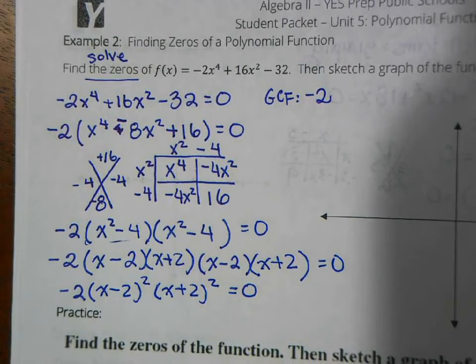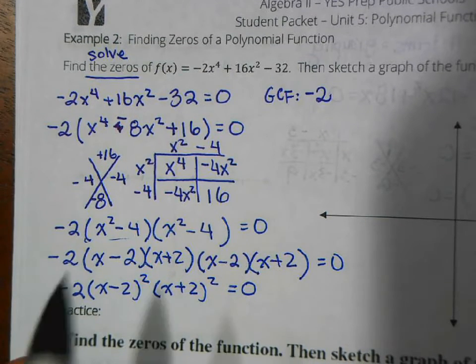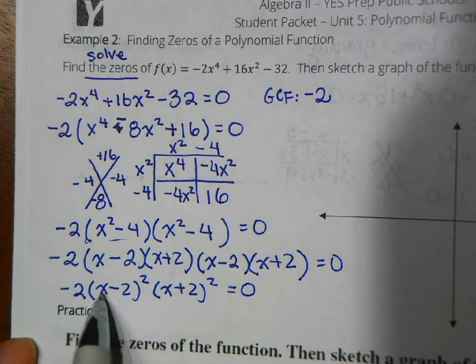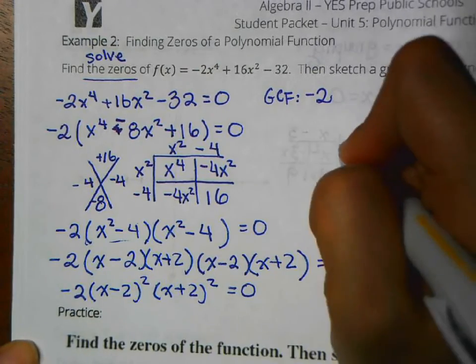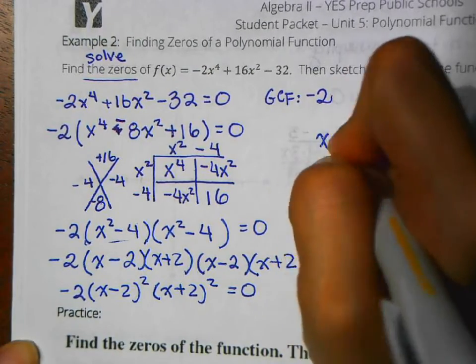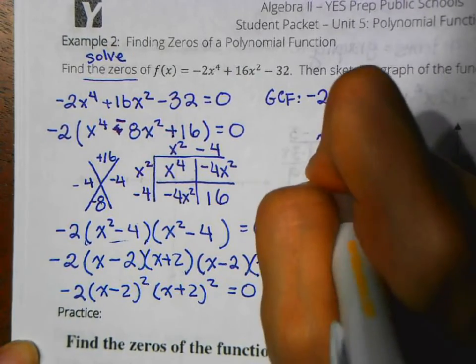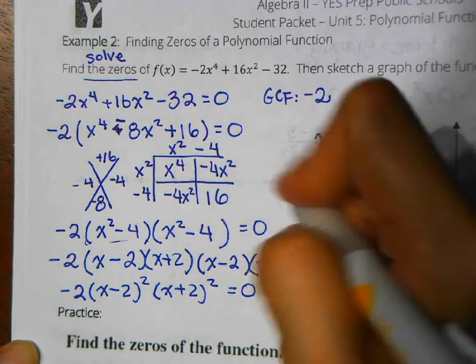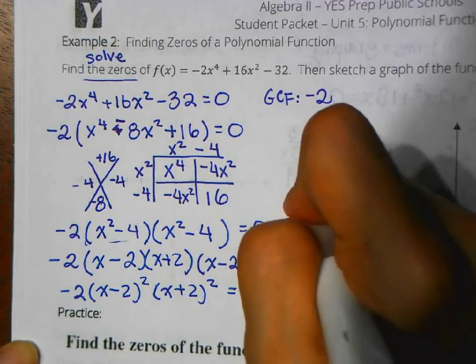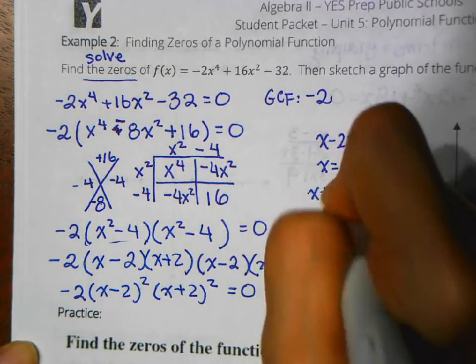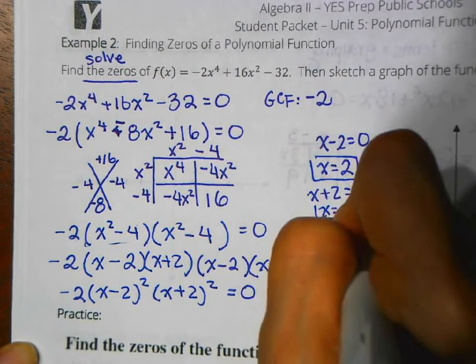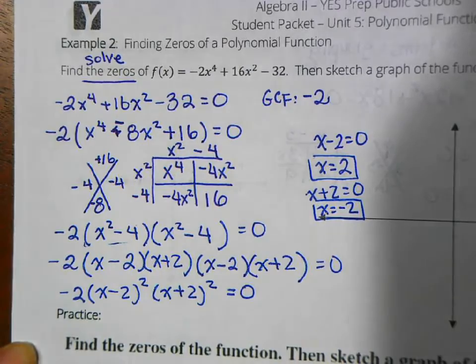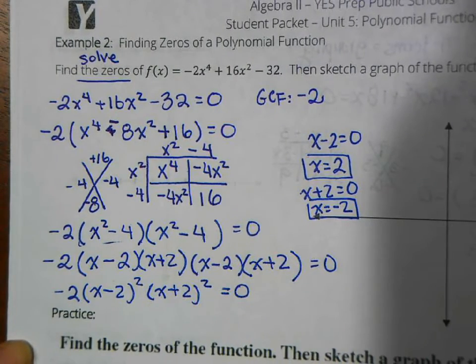So when I'm solving this, I know that x minus 2 has to be 0 or x plus 2 has to be 0. So I know that, let me go up to this point, x minus 2 has to be equal to 0, therefore x is equal to 2. X plus 2 has to equal to 0, therefore x is equal to negative 2. So those are my two zeros. All right, so let's sketch that graph.